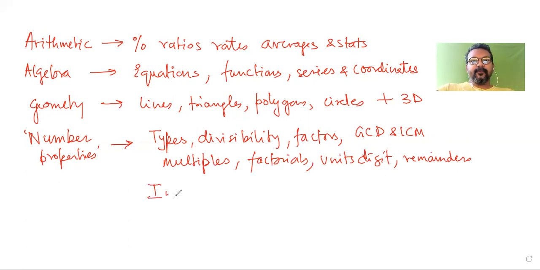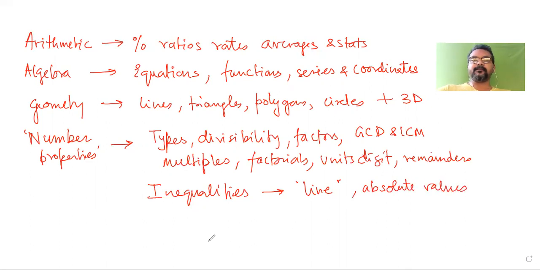Along with that, we have inequalities, which, when clubbed with number properties, becomes a very potent combination. Inequalities is a part of algebra, though I club it under number properties because most questions on inequalities would be keeping in mind number properties along with it. Inequalities would include linear, quadratic, also the concept of the number line, the inequality line, and modulus, absolute values. All of these would be a part of number properties, inequalities.